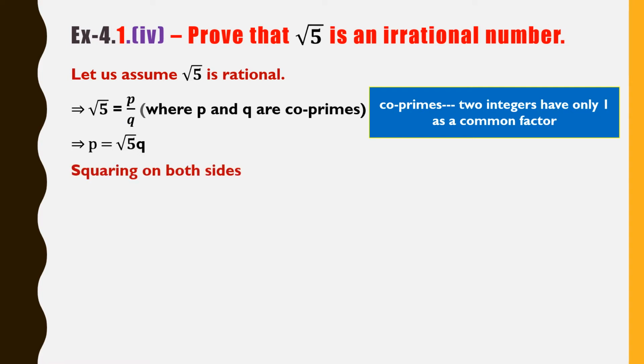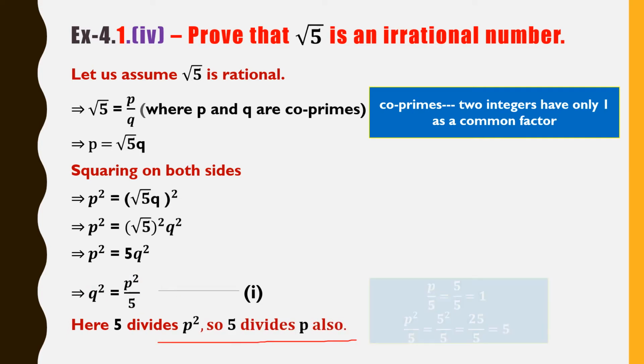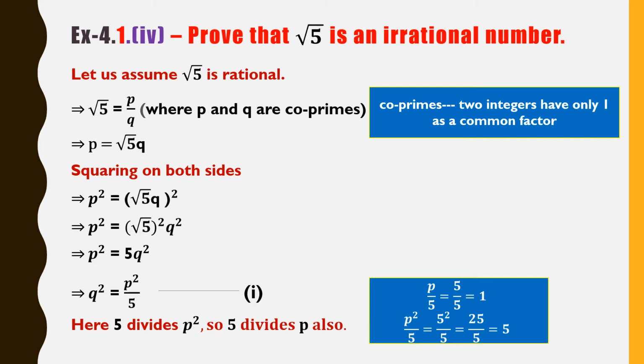Squaring on both sides, you'll get q square equal to p square by 5. There we got by 2, here we got by 5. So now we can say that if 5 divides p square, then 5 divides p also. This one I took with an example. P square by 5, here 5 is dividing this p square, so 5 will divide p also. So the same step you got, right? Same steps as for root 2.